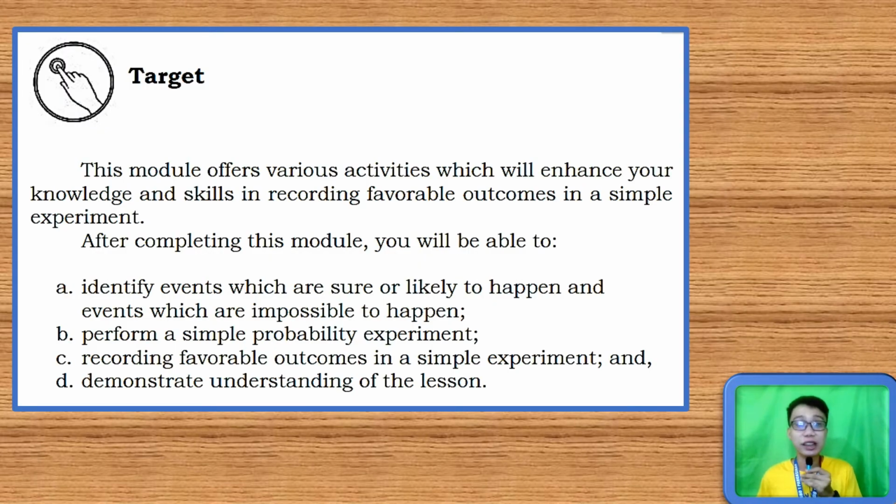This module offers various activities which will enhance your knowledge and skills in recording favorable outcomes in a simple experiment. After completing this module, you will be able to, first, identify events which are sure or likely to happen and events which are impossible to happen. Second, perform a simple probability experiment. Third, record favorable outcomes in a simple experiment. And fourth, demonstrate understanding of the lesson.